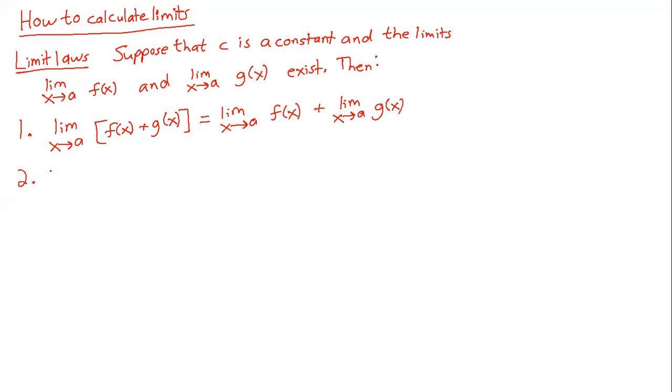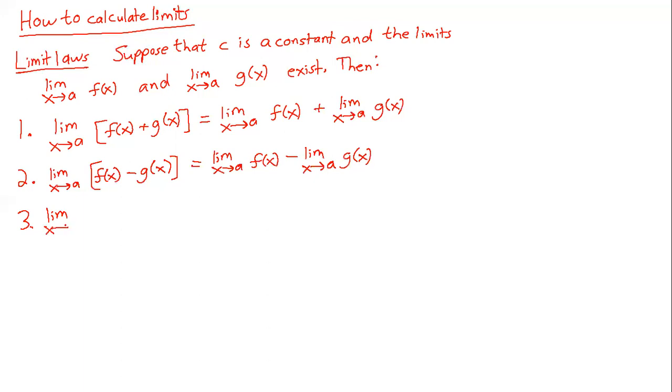We also have that the limit as x goes to a of f of x minus g of x equals the limit as x goes to a of f of x minus the limit as x goes to a of g of x, that the limit as x goes to a of c f of x, where c is that constant that's noted up here, c is a constant, equals the limit as x goes to a of f of x times the limit as x goes to a of g of x.